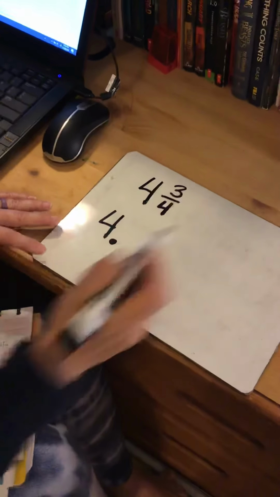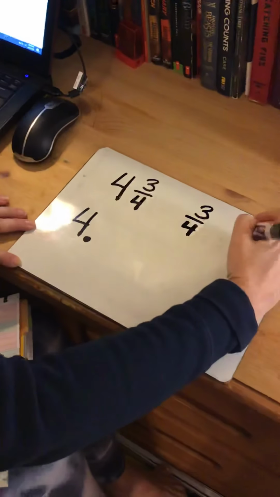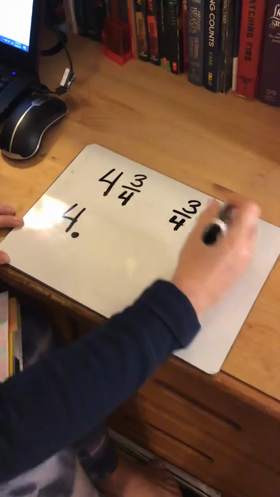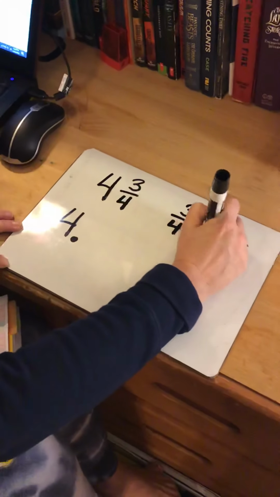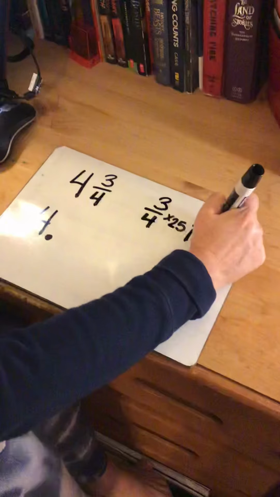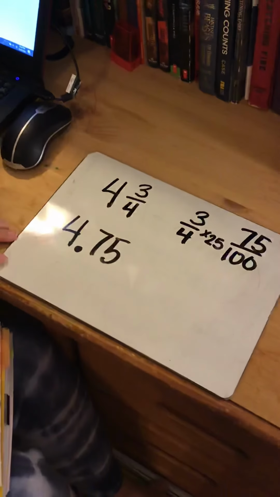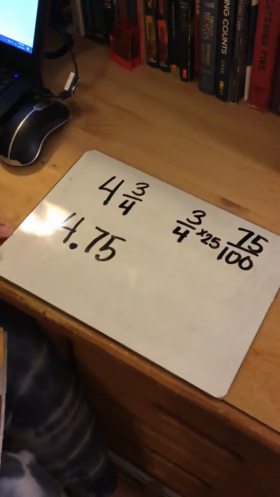But if you did not know that, take 3/4 and make it out of 100. 4 times 25 is 100. So 3 times 25 is 75. So 4 and 75/100.